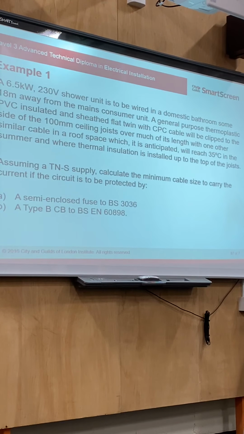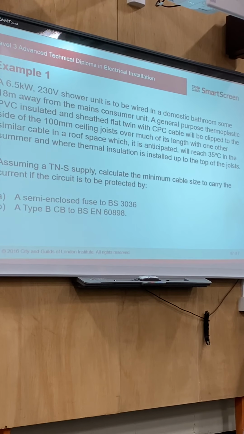So, we're assuming that this system is on a TNS system. Okay, so what sort of key information for the designing can we start to pick out of this? Power, voltage. Yeah, we've got our power. What power have we got? 6.5. So we know we've got power.